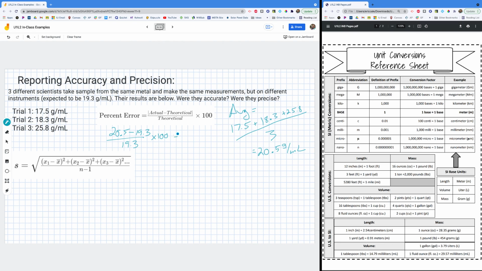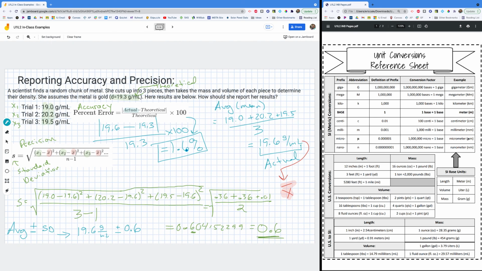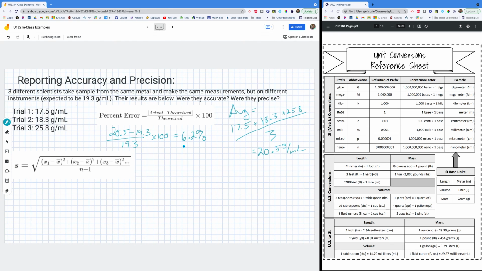And this tells us that we have a 6.2% error, which is significantly bigger than our 1.6. It's 6 times more errorful, almost. So I would say, maybe not super accurate. For the standard deviation, this one should be obvious to you. It's going to be a much bigger number because these numbers are not very precise. They're pretty far away from each other, right? So our standard deviation should be a lot bigger than the 0.6 that we got on the last one.